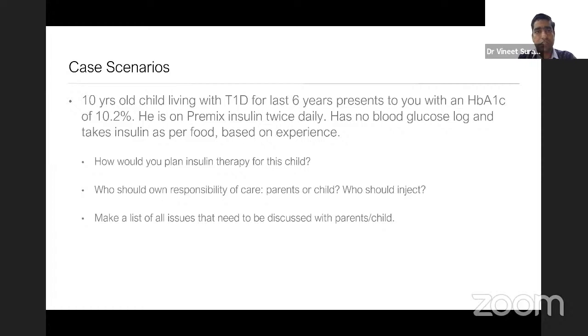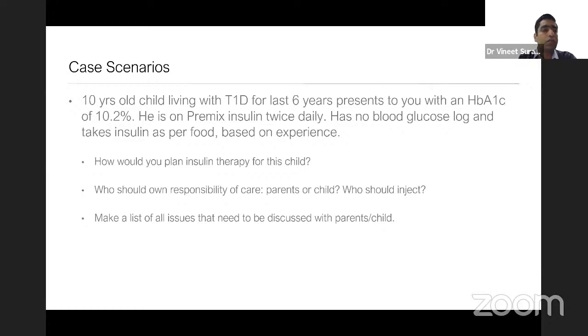He presents to us with an A1C of 10.2%. He is already on a premix insulin twice daily, has no blood glucose log, and takes insulin as per the food, based on his own experience. Now, here the question comes: how again do we plan the insulin therapy for this child?